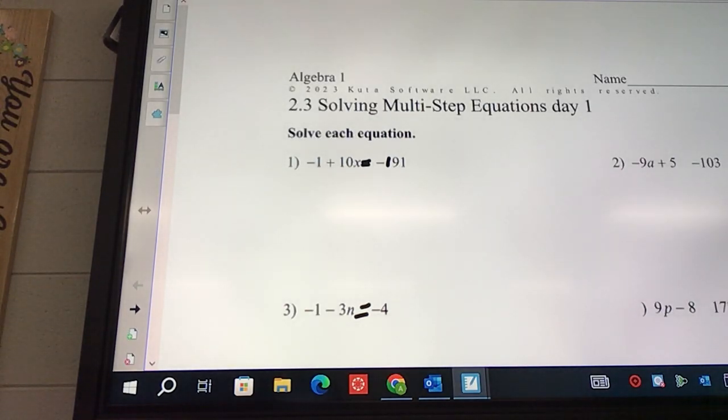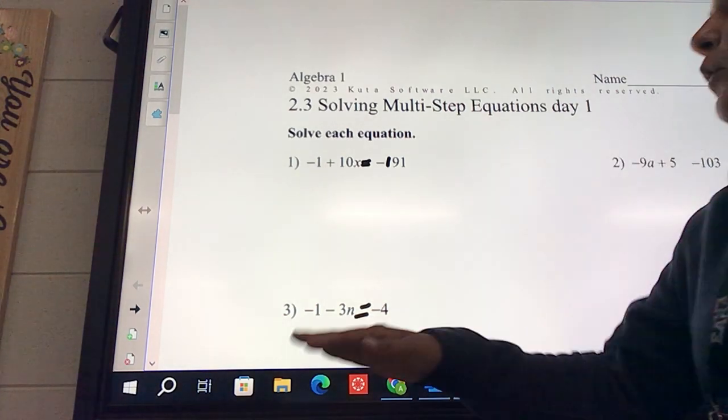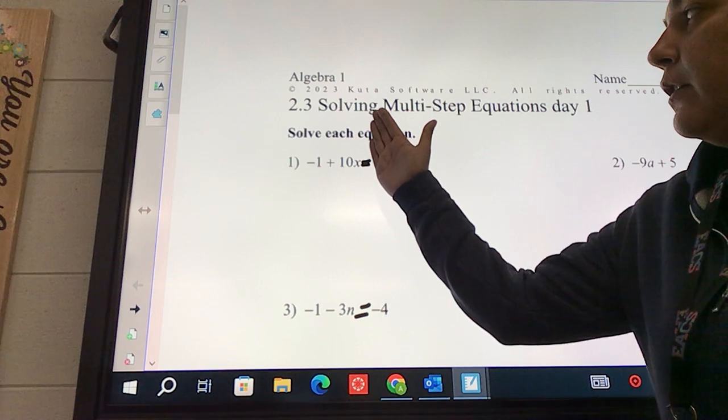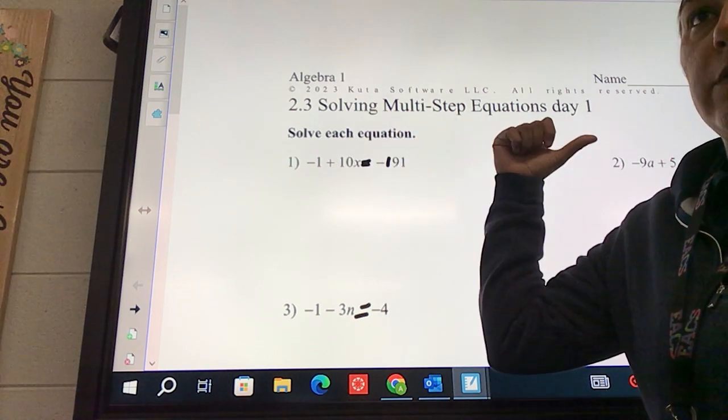So, okay, when we're dealing with multi-step, it is important to realize, first of all, that the steps are pretty much always the same, but you need to be able to identify the difference between the two. If we look at this, first of all, we're moving everything away from the letter. So everything over here that is a number needs to be moved over there.